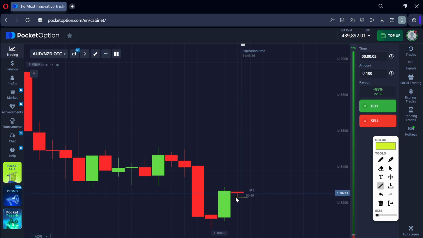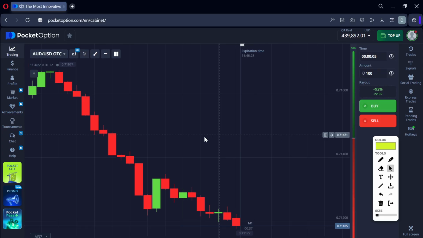Now, can you see how it created that low? What's going to likely happen? It's going to likely pull back. And did you see how it pulled back there? We would then take that 5-second trade, right? Let's possibly look at other charts for you to see.